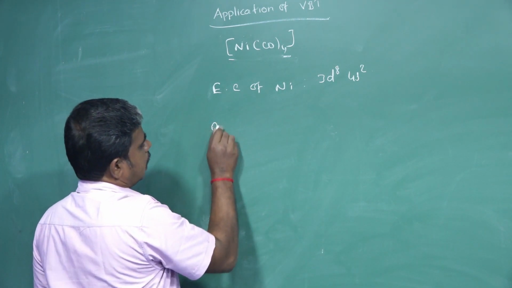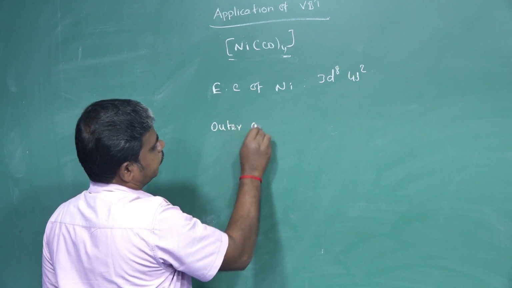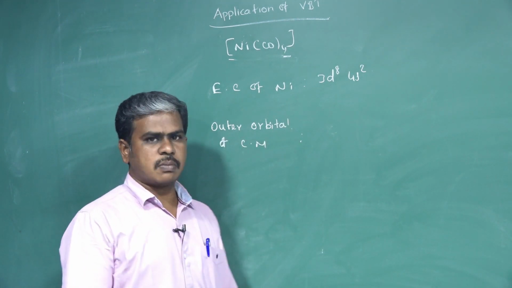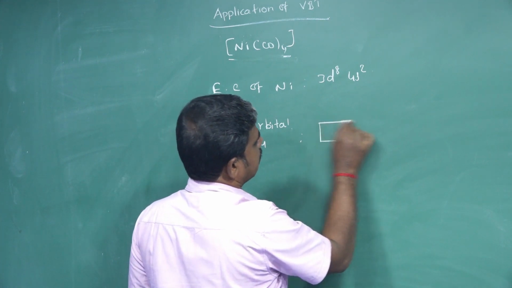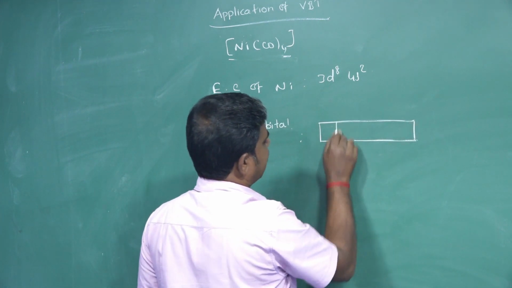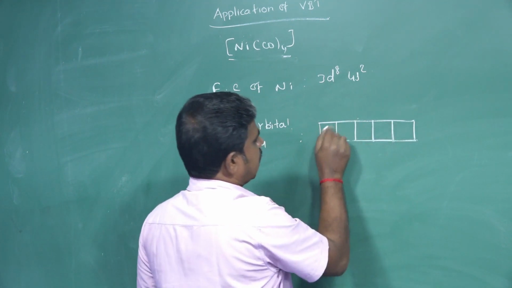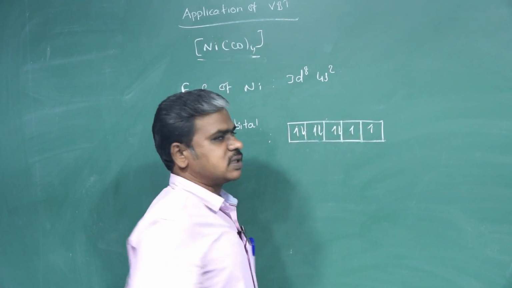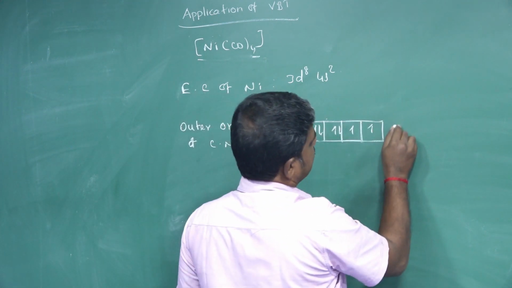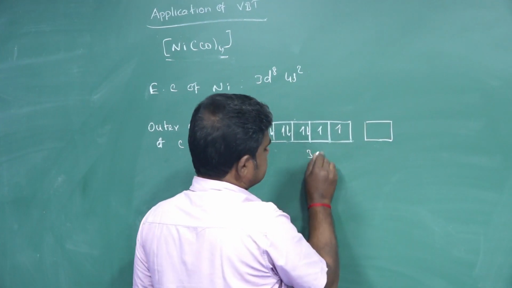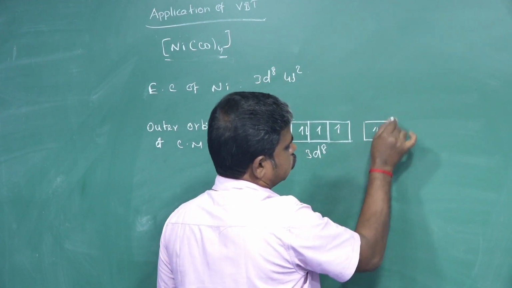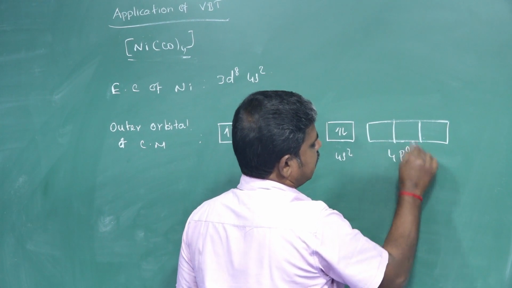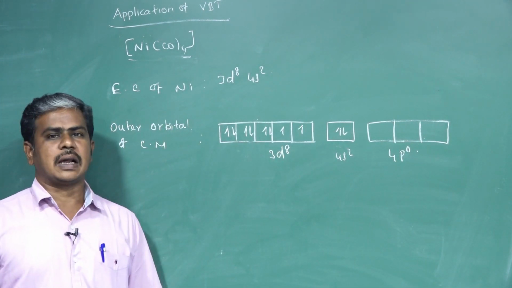Now, we take the outer orbital of the central metal atom. Outer orbital, we take 3d8. The d orbital will be split into 5 orbitals: 1, 2, 3, 4, 5, and the electrons fill up 1, 2, 3, 4, 5, 6, 7, 8. First singlet, and after that doublet. And here it is 4s2, so 2 electrons. After that, the 4p orbital is 0. So we write the outer electronic configuration.